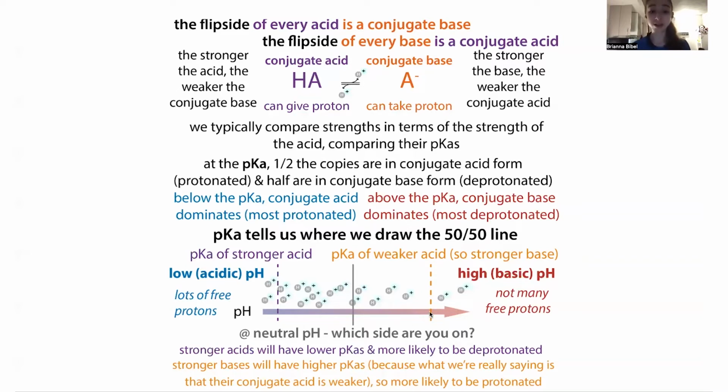Whereas if you had a stronger base, you're going to have a higher pKa. A stronger base is a weaker acid, or the conjugate acid form is going to be weaker, so it's more likely to be protonated. Another way you can think about this is which is more stable.